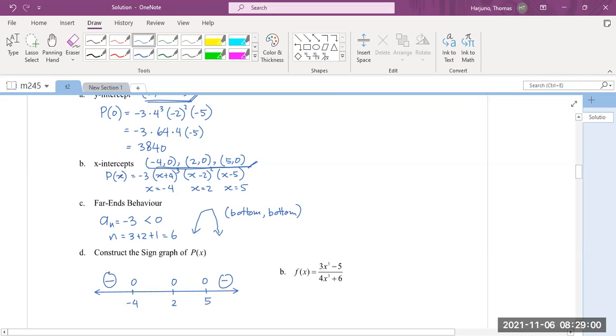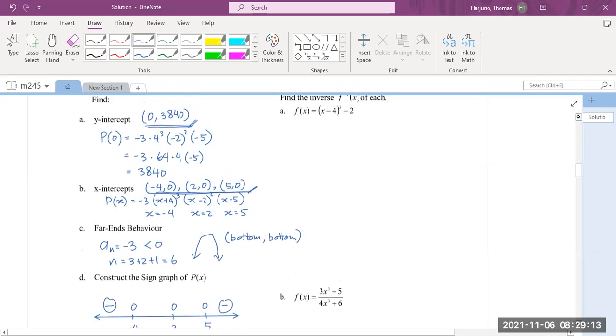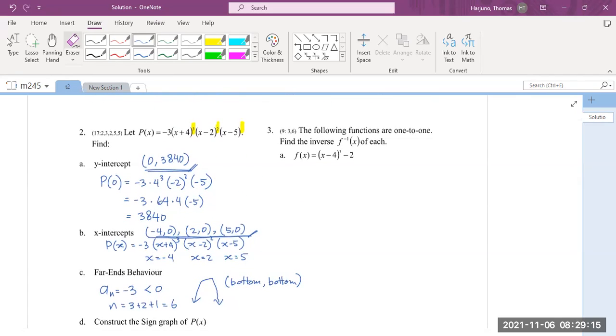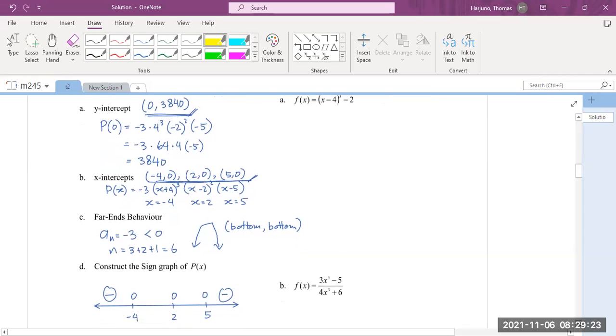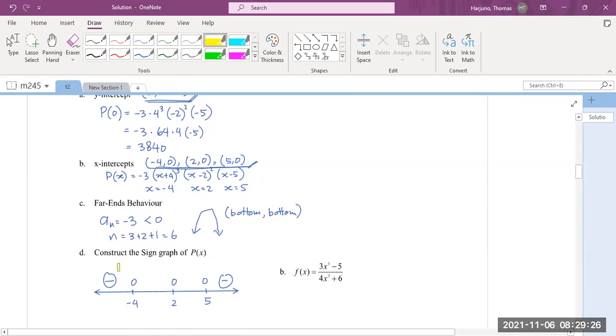You can do testing points also to find this. Now, if we look back, we see that the zero x equals -4 has odd multiplicity, right? The multiplicity is odd, it is 3. So the sign on the left-hand side and right-hand side of that critical number -4 will be different.